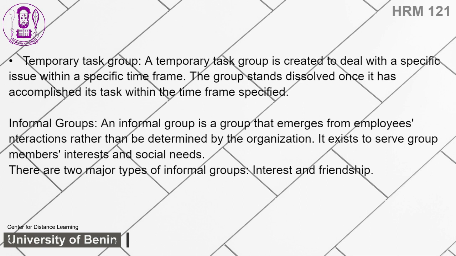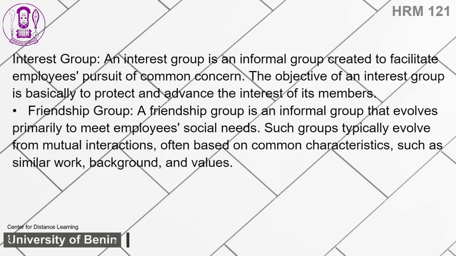Informal groups: an informal group is a group that emerges from employees' interactions rather than being determined by the organization. It exists to serve group members' interests and social needs. There are two major types of informal groups: interest and friendship. Interest group: an interest group is an informal group created to facilitate employees' pursuit of common concerns. The objective of an interest group is basically to protect and advance the interest of its members.